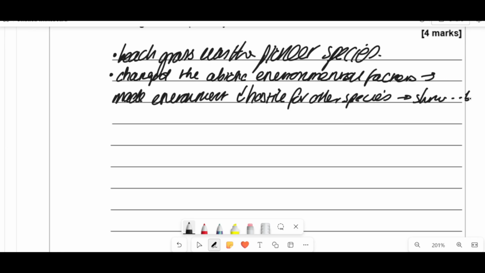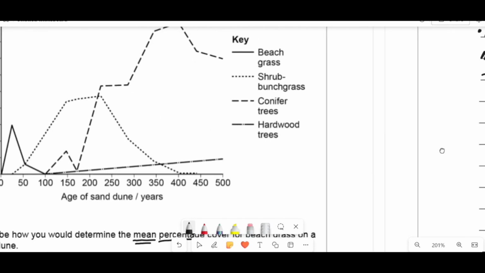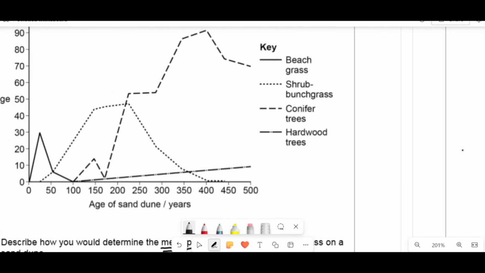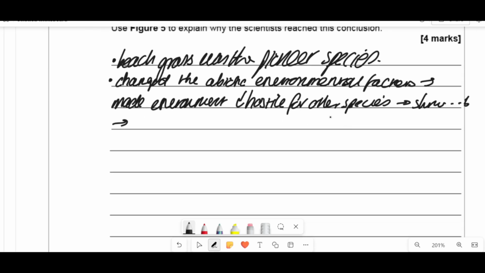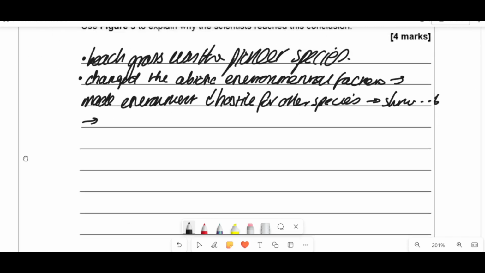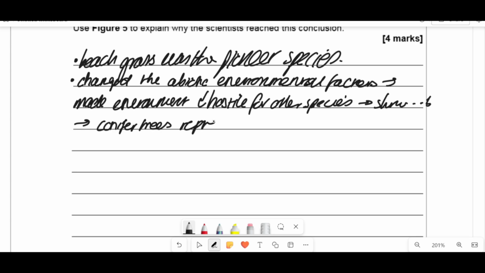Then we still haven't really talked about the fact that this is succession, because you've got the pioneer species, other species come along, and then eventually you reach the end. When you reach the end of it, it's called a climax community. So the conifer trees represent the end of succession, which represents the climax community. There you go.